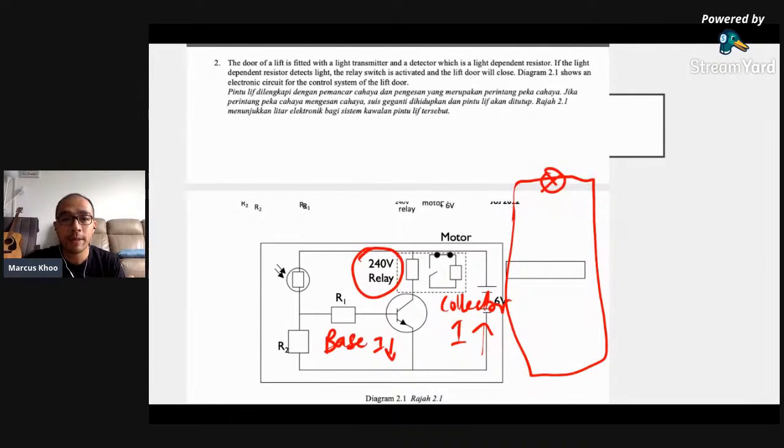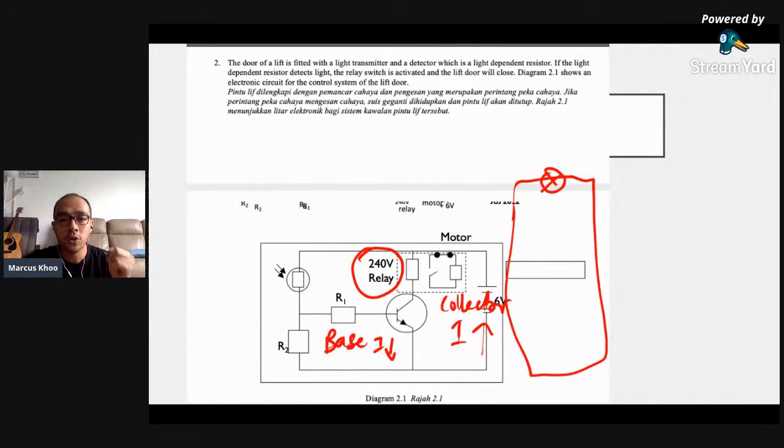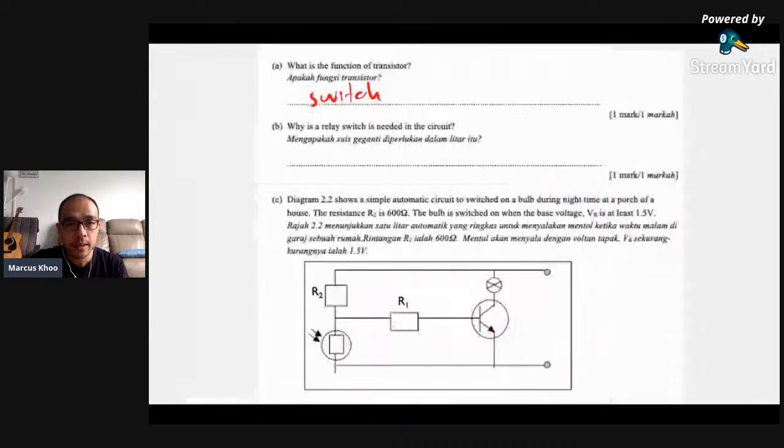So I repeat, the function of the relay switch, why we need a relay switch, the most important function is to use a small current to switch on the circuit with a bigger current. That's the official one lah. And I will leave it at that. I think that's a better answer. To use a small current to switch on the circuit with a bigger current, which is at the collector circuit.